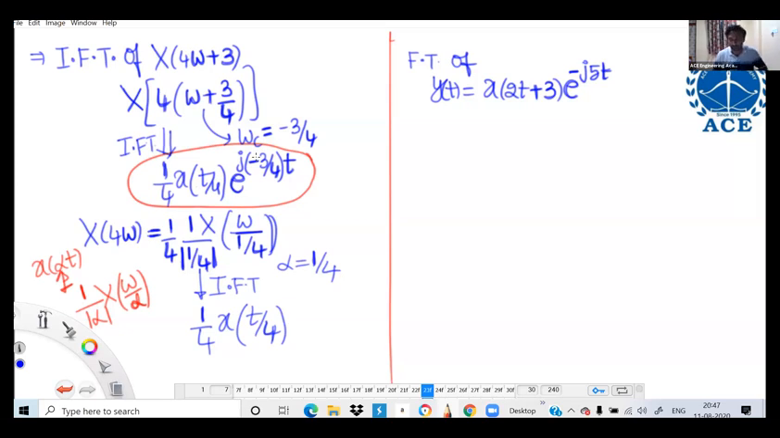How many of you have done it correctly without a single mistake? Left side expression. How many of you have done correctly, sir? Without a single mistake.